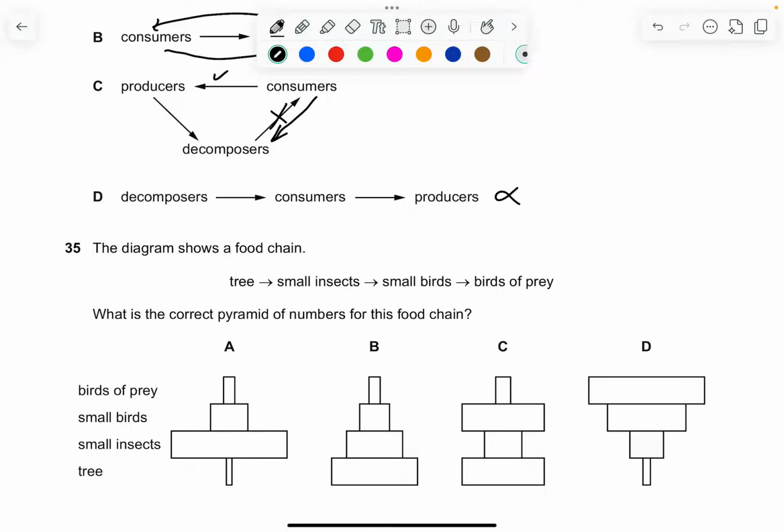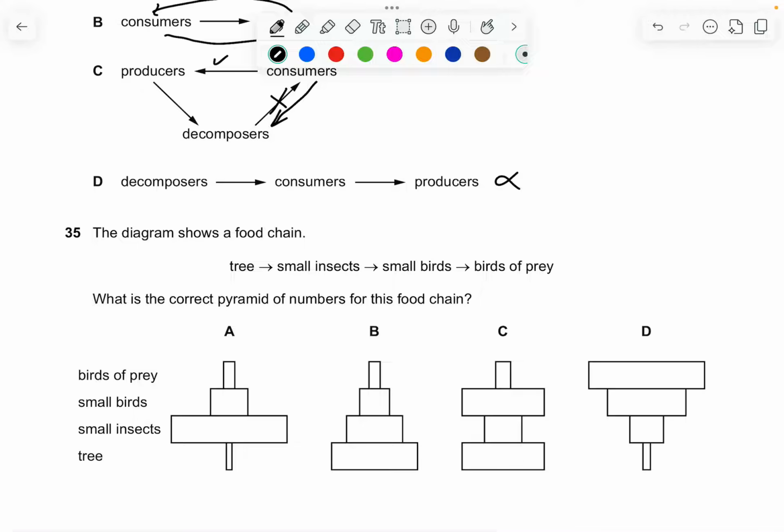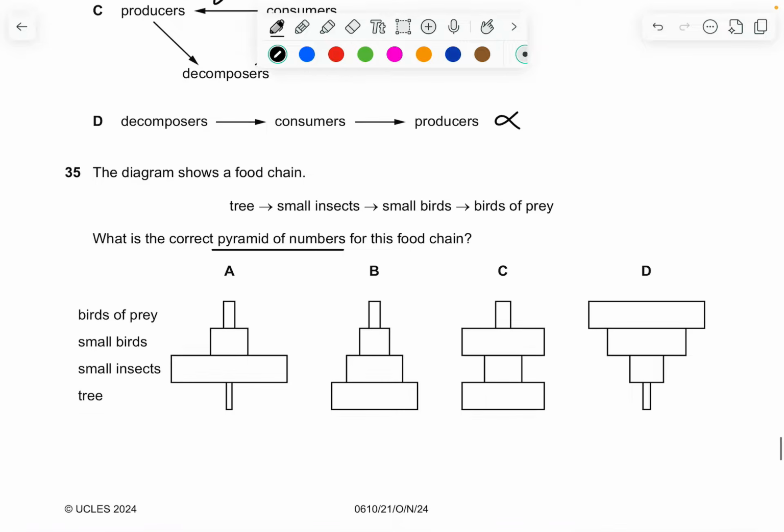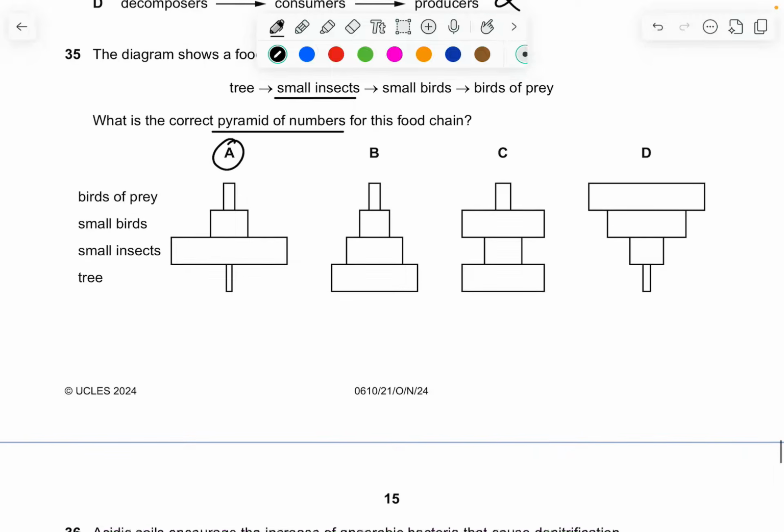Question 35. The diagram shows a food chain: tree, small insects, small birds, birds of prey. What is the correct pyramid of numbers for this food chain? Usually pyramids of numbers don't follow the traditional shape. Since it's a pyramid of numbers, there's always more small insects, because a pyramid of numbers only counts the organisms, and there are always a lot of small insects. So A is the correct answer. There's always more small insects in the world.